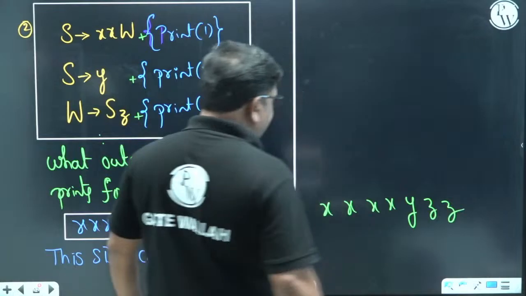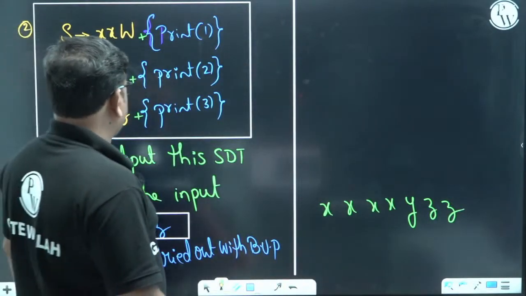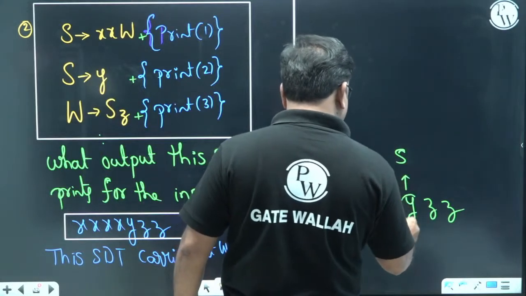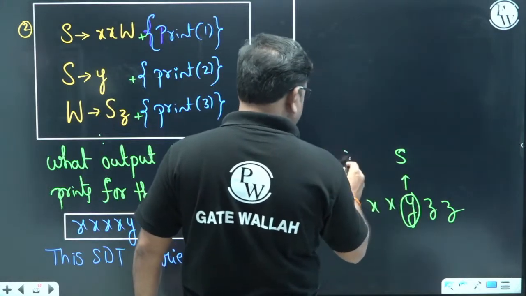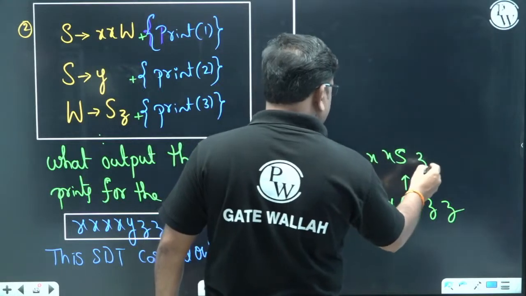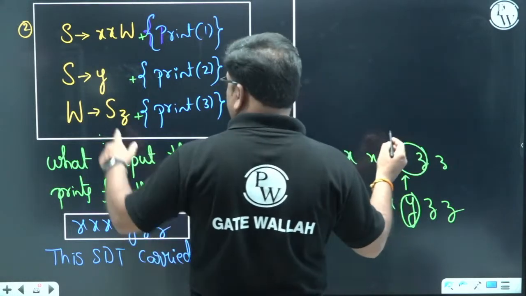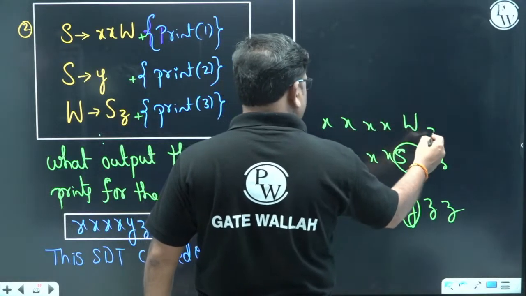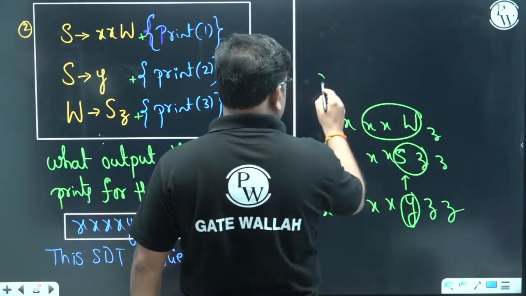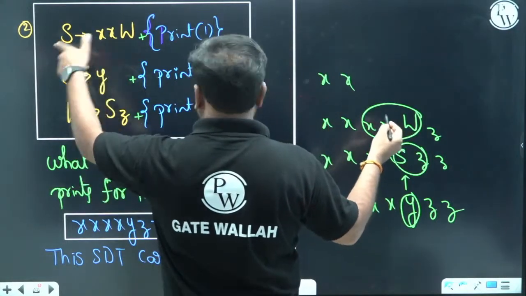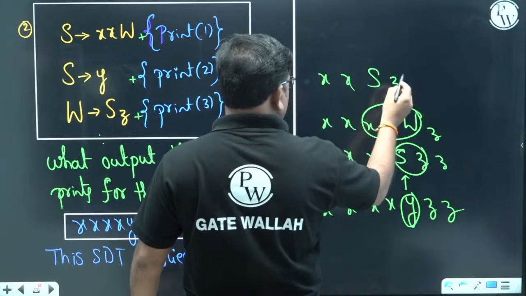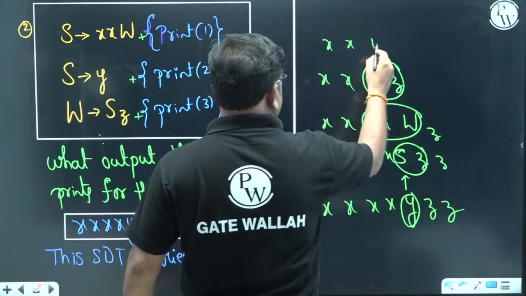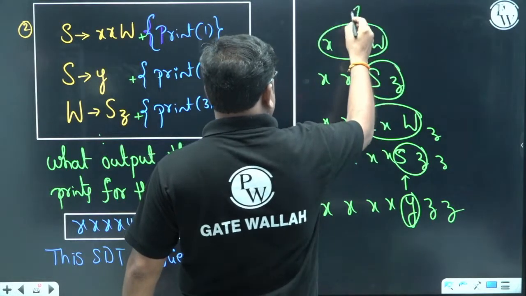Bottom-up parsing is completely about handle detection. So first this will be reduced to this. This is the handle, so this is reduced to this. Next, this one is replaced by W. Next, this one, XXW, will be replaced by S. Next, this is the handle, which is replaced by W. Then this is the handle, replaced by S.